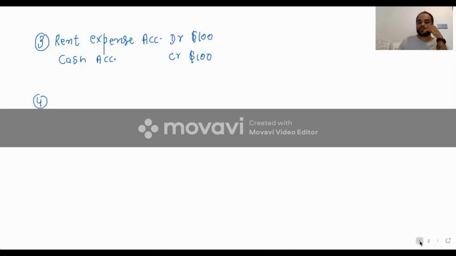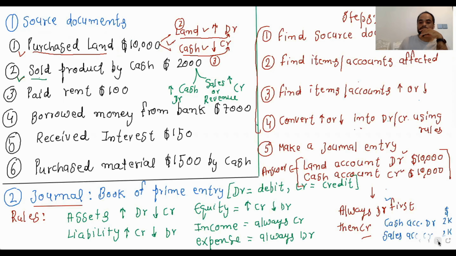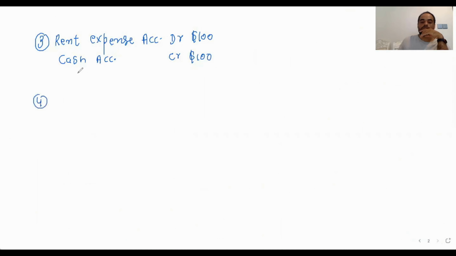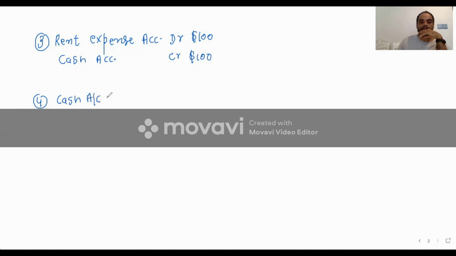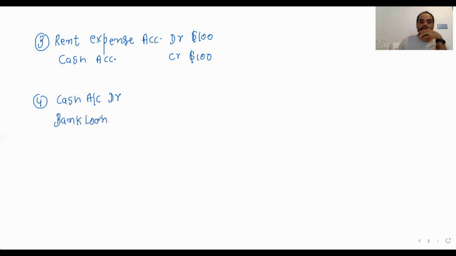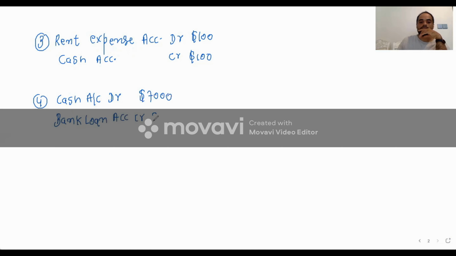Number 4, borrowed money. So borrowed money from the bank: cash accounts debit and bank loan accounts credit. 7,000 and 7,000.